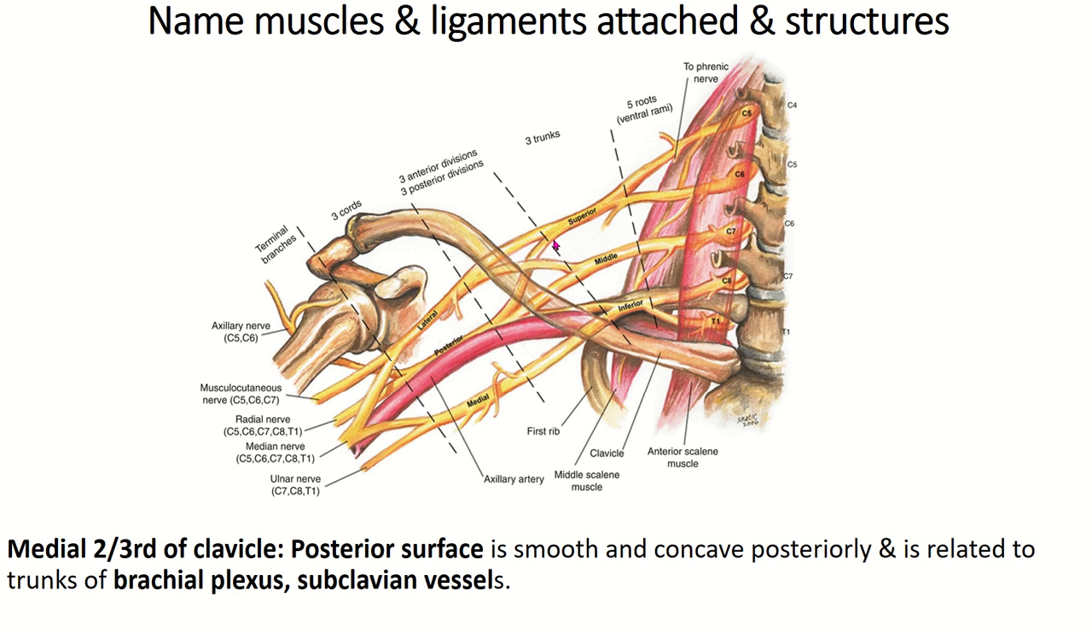Then each trunk is divided into an anterior and a posterior division, and all the posterior divisions unite to form the posterior cord. The anterior divisions of the superior trunk and middle trunk unite to form the lateral cord. The anterior division of the inferior trunk forms the medial cord. So the divisions of the brachial plexus are situated behind the clavicle.